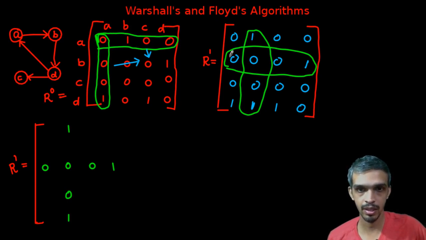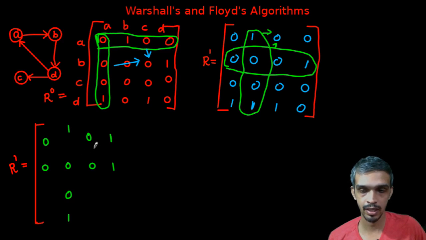Next, intersecting values: 0 and 1, 0, which is ORed with 0, so it is 0. 0 and 0, 0 and 1, 0, which is ORed with 0, which is 0. 1 and 1, 1, which is ORed with 0, that is 1. So we have a new 1.